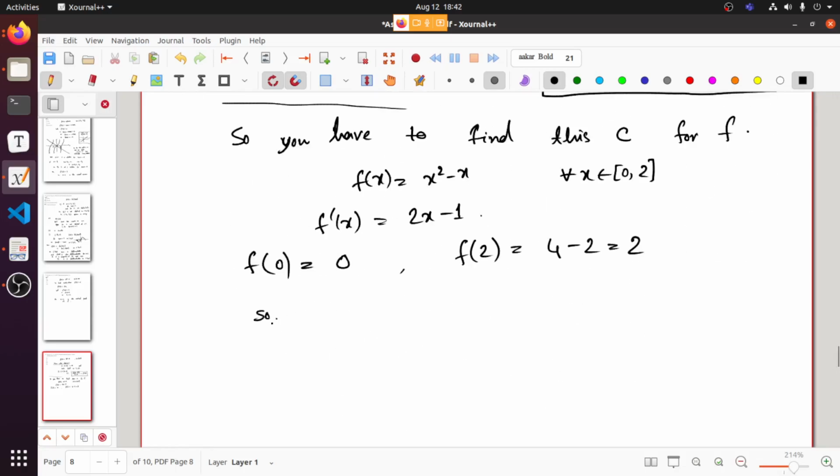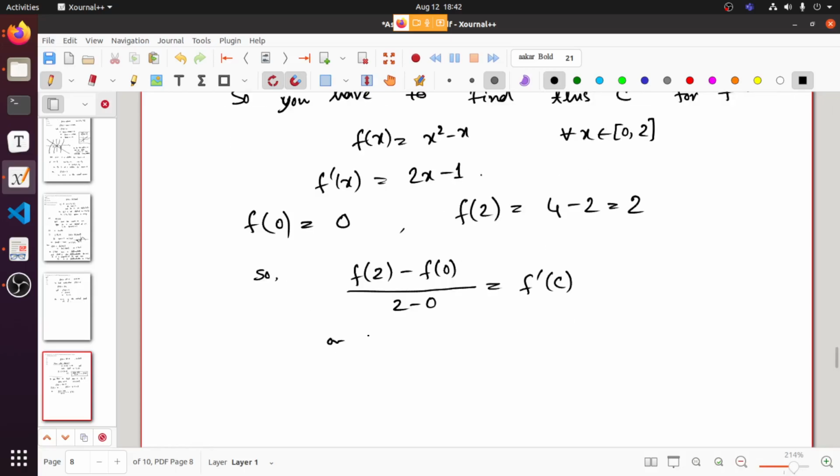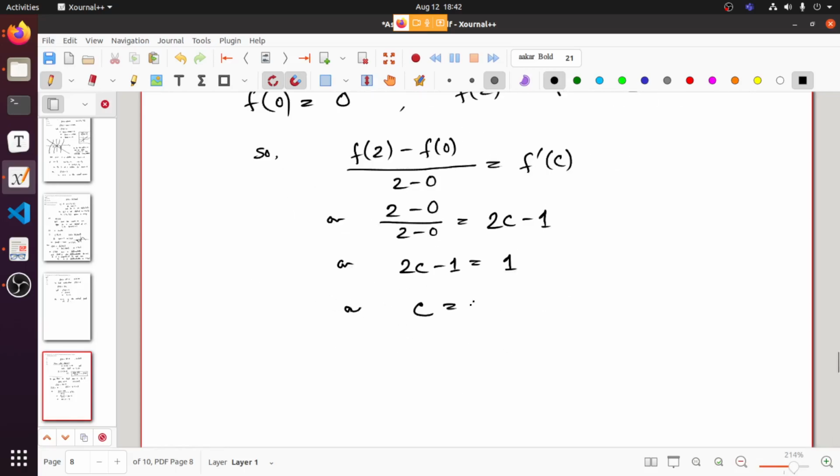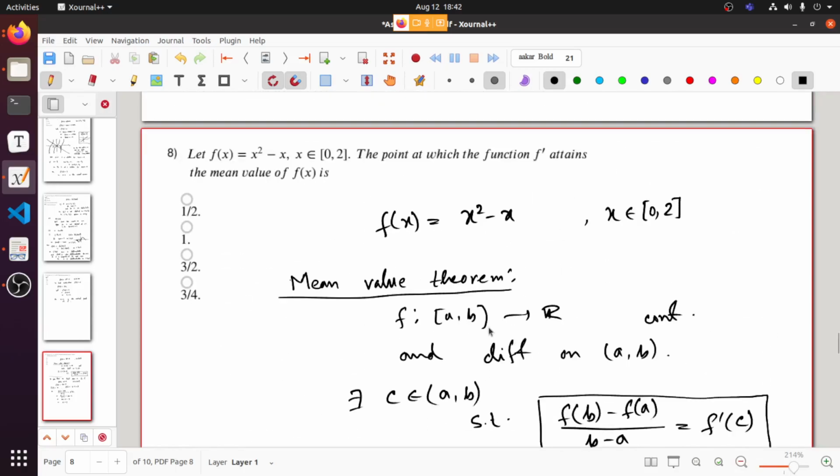So (f of 2 minus f of 0) by (2 minus 0) equals f dash C, right? You have to find this C. So just simply put it: f2 is 2 minus f0 is 0, by 2 minus 0, equals f dash C, which is 2C minus 1. If you calculate it, 2C minus 1 is 1, right? So this means that C is 1. So this is the mean value of f, the point at which the function f attains the mean value is 1, right? We get 1. So the second option is correct.